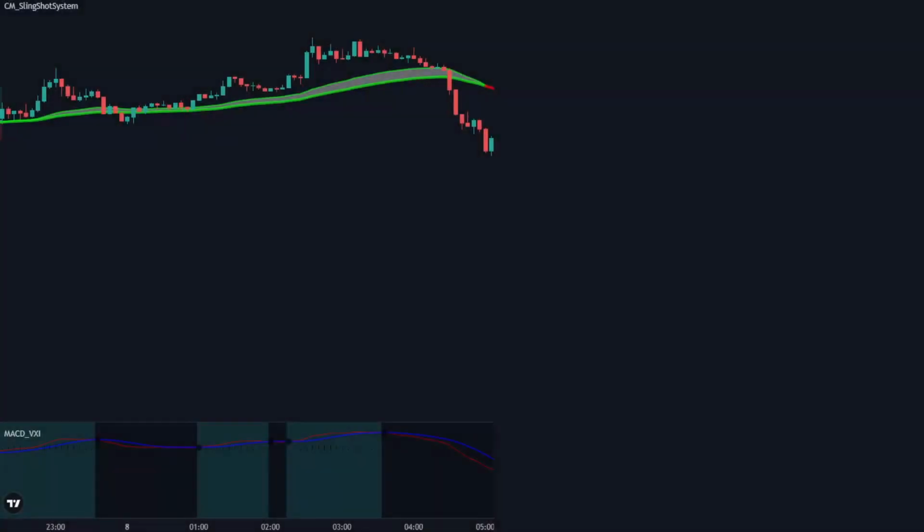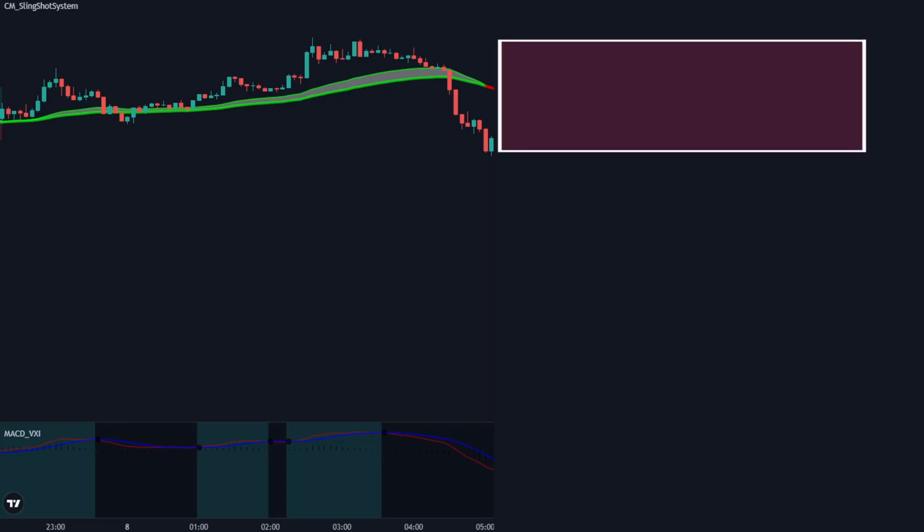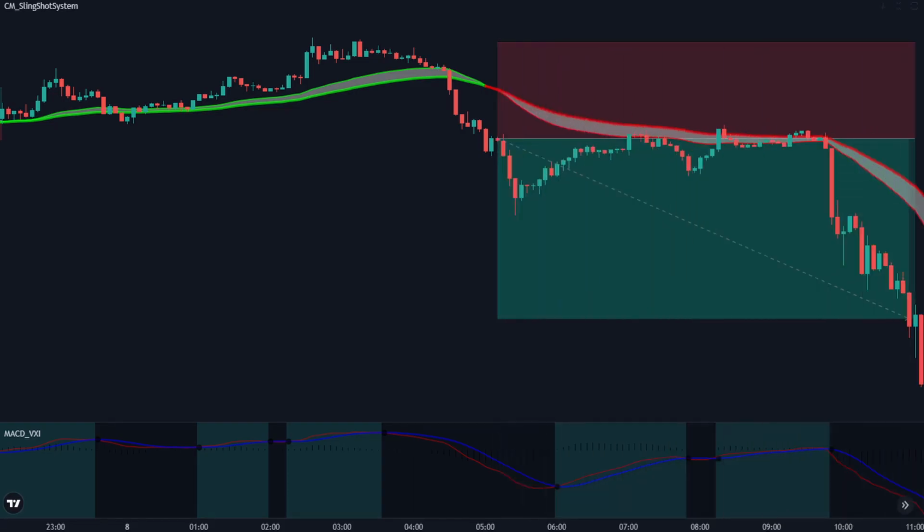Now we will watch how to enter a short trade using this strategy. The conditions are simple. First, we need to make sure the CM Slingshot lines have changed to red. Next, make sure that our custom MACD is in the red zone. When that happens, it's time for a short trade. Set the stop loss at the swing high price and then set the take profit 2 times below the stop loss. This trade is very profitable.